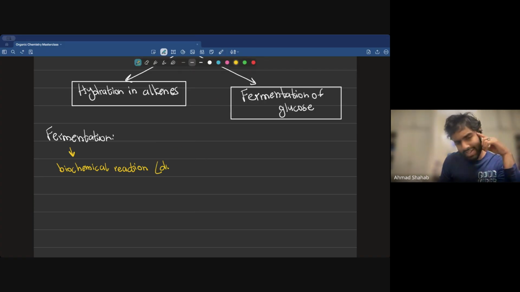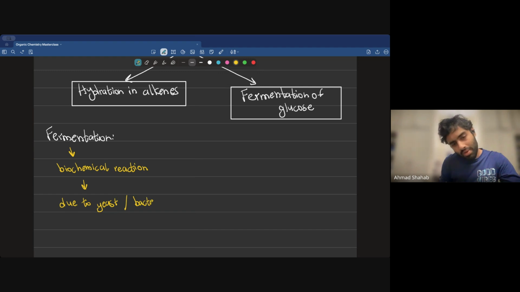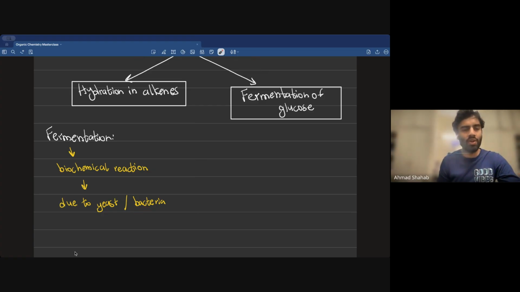That living organism can be yeast, it can be bacteria. Let me write this correctly. It can be due to yeast or bacteria, right? And yeast and bacteria are microorganisms that are living organisms. However, they are so small, we refer to them as microorganisms.